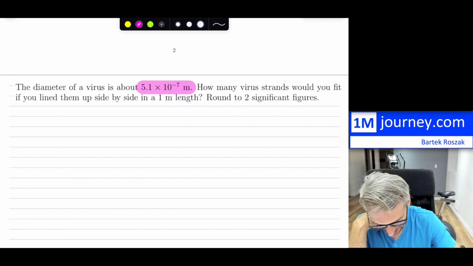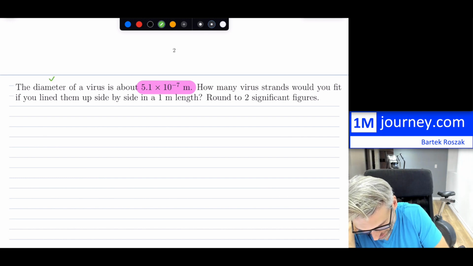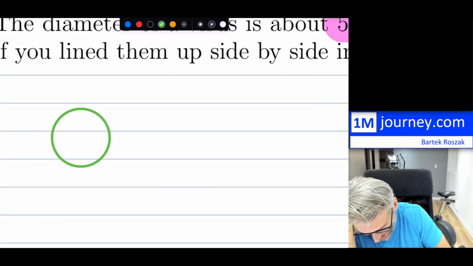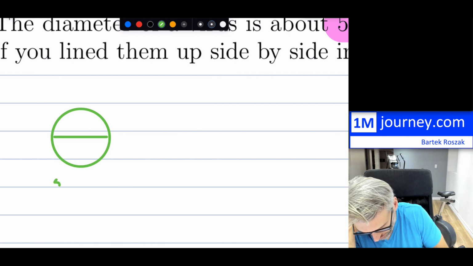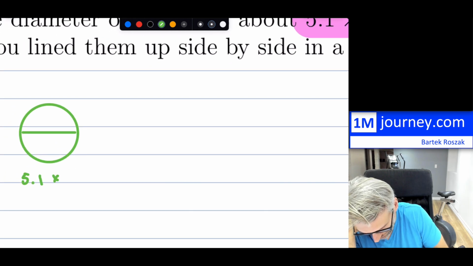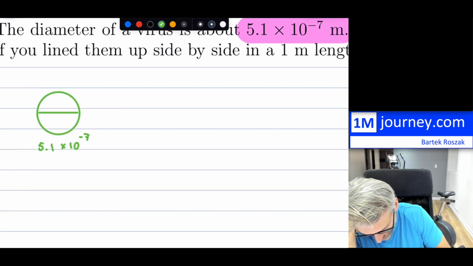Okay, so this is what this is saying. If you have a virus, and it says a diameter, so it's almost like it's relating it back to a circle. So let's imagine we do have a circle, and that's your virus. And what it's saying is that this diameter, as you're going from here to here, right across, is equal to 5.1 times 10 to the negative 7 meters.